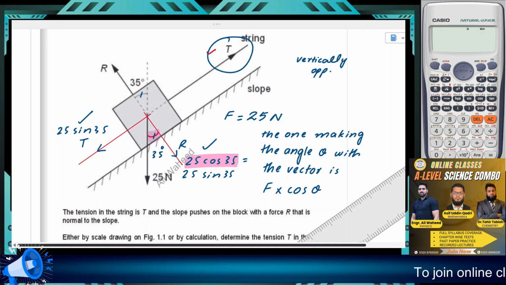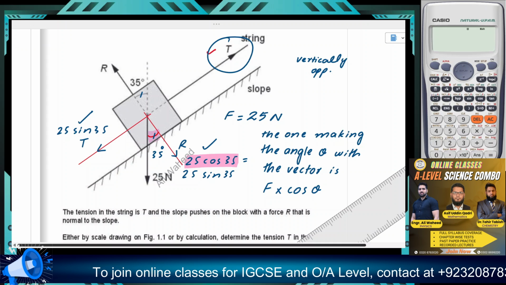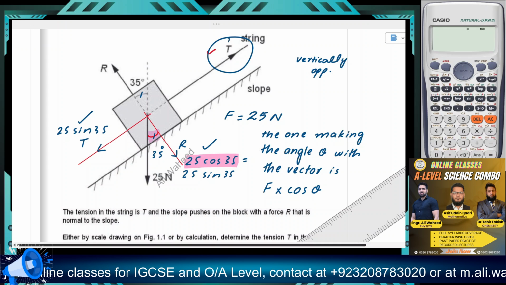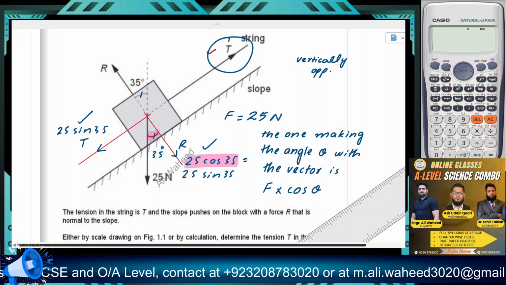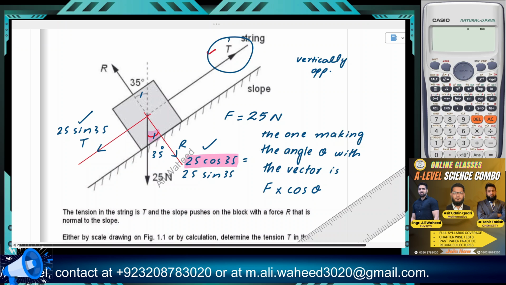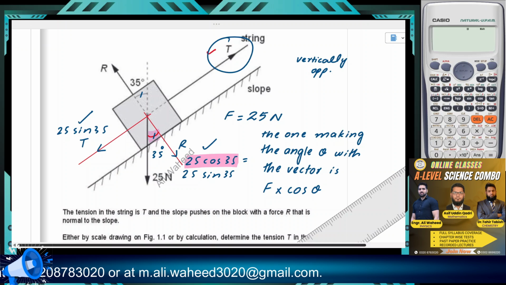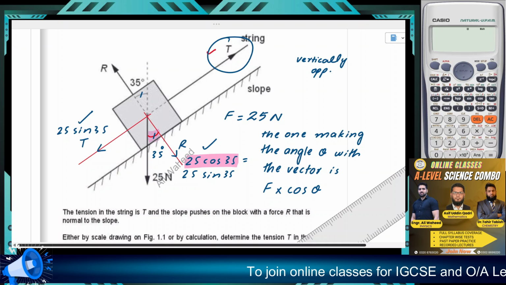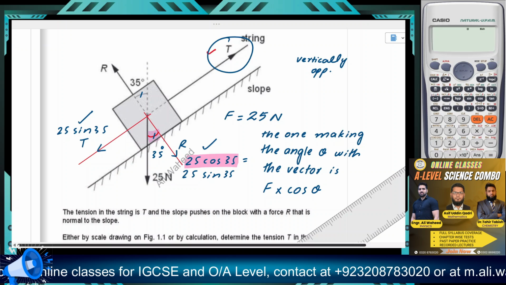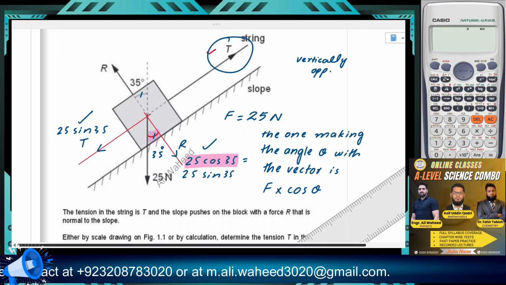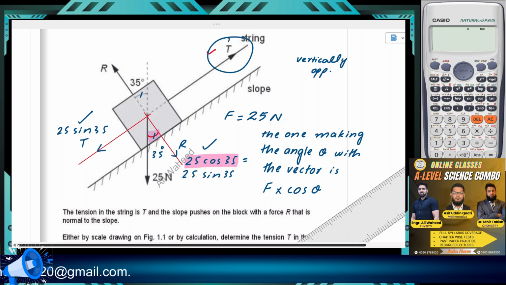So this is one of the methods. We were given, either by scale drawing or by calculation, determine the tension. We could have done scale drawing, in which you have to convert the Newton into a certain scale. For example, 25 Newton can be labeled as 5 centimeters and 35 could be labeled as 7 centimeters. So you make a scale first. We're not going with the scale method. We do it already in O levels. We do plenty of questions of that. But here we'll be resolving the vectors into components.